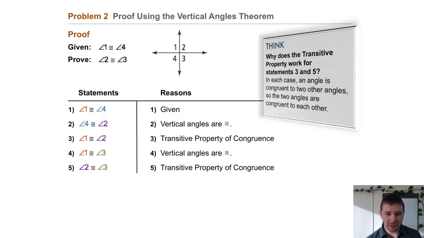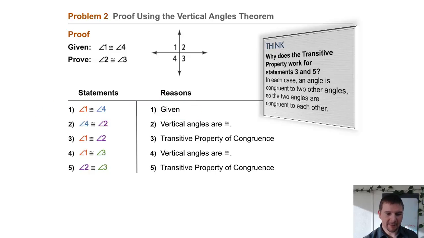So what we see here is a 2-column proof setup, with statements on the left and reasons justifying those statements on the right. And as always, we begin with the given information. Angle 1 is congruent to angle 4. That was given to us.